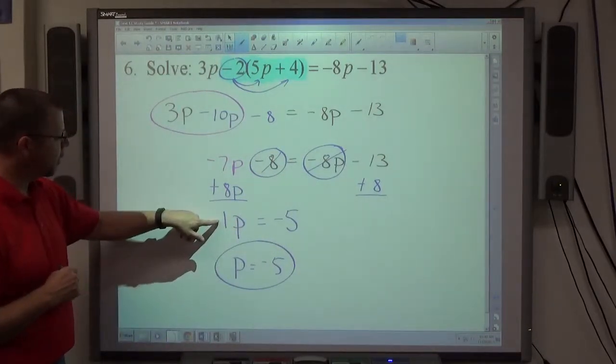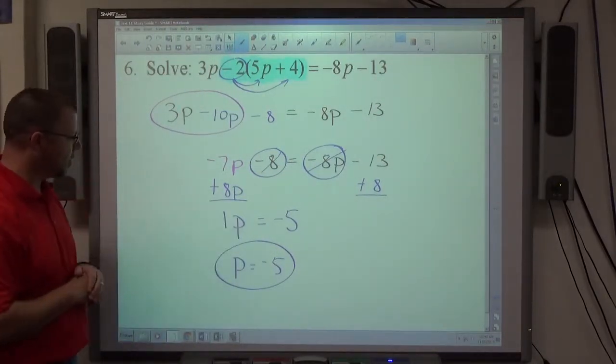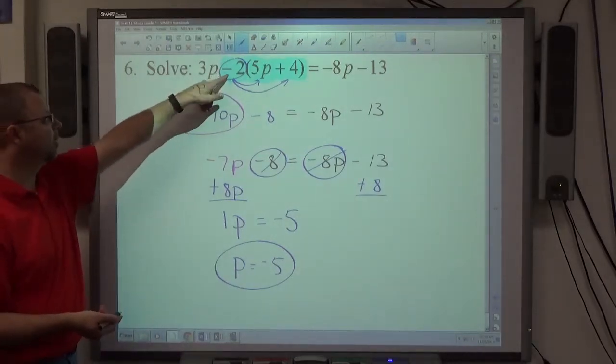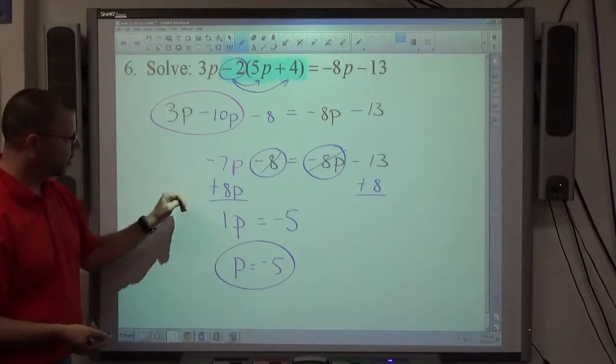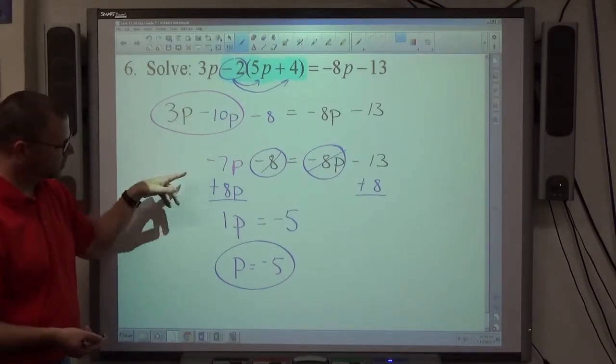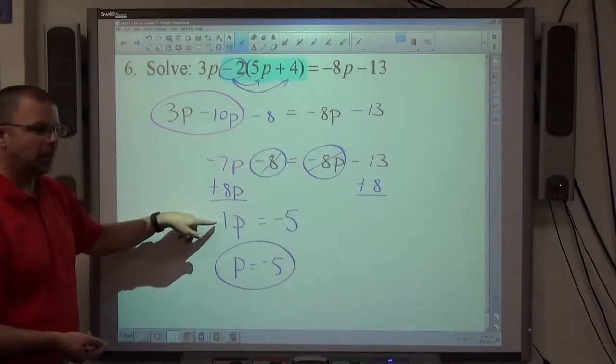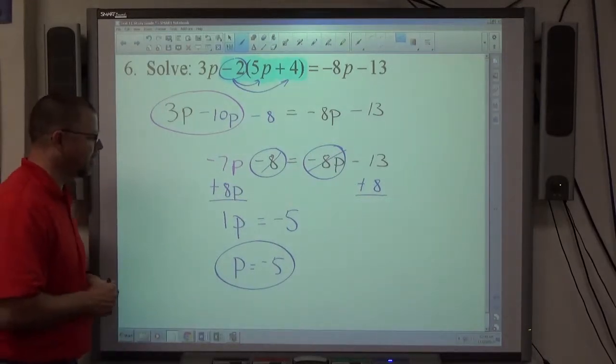If this was any other number other than 1, though, you'd have to divide by that number in that step. I can't guarantee what's going to happen on the test, but just know that you're going to use a distributive property, and you're going to get to this easiest level, isolate letter, isolate number, and at worst you have to divide by whatever is in front of p at that point. It may not be 1.